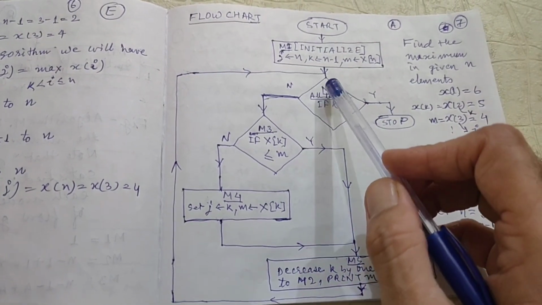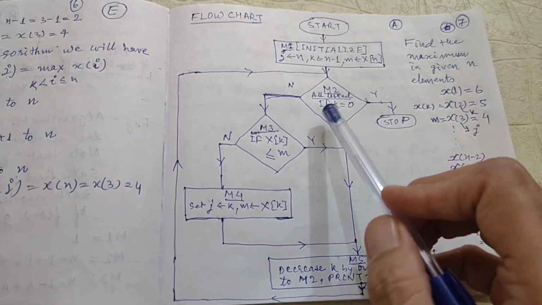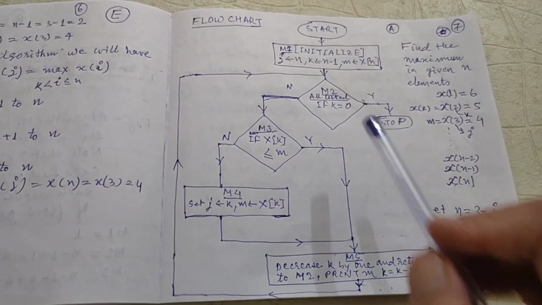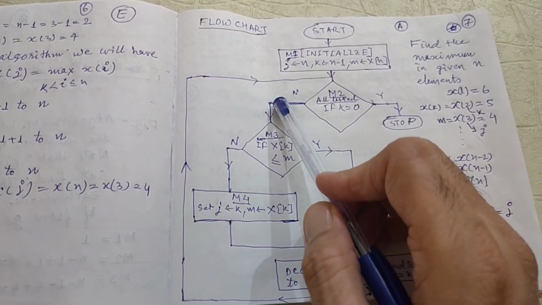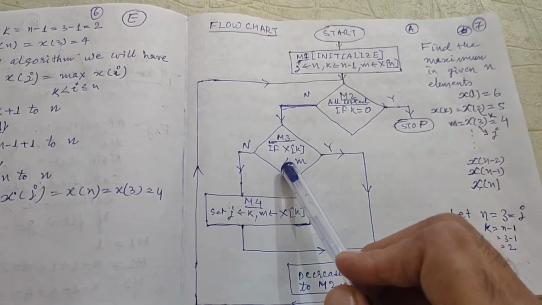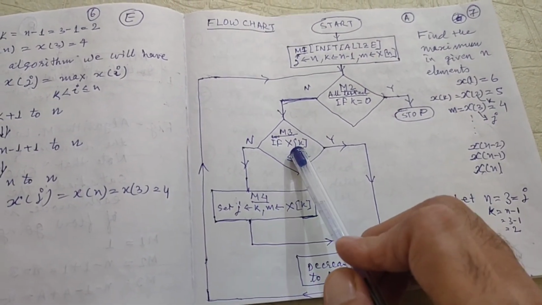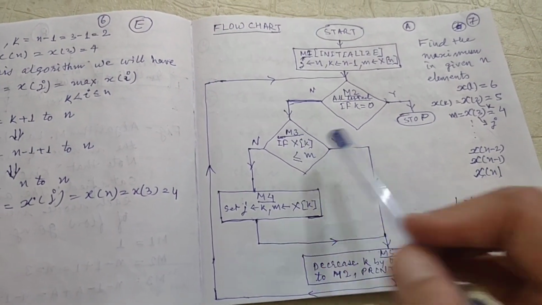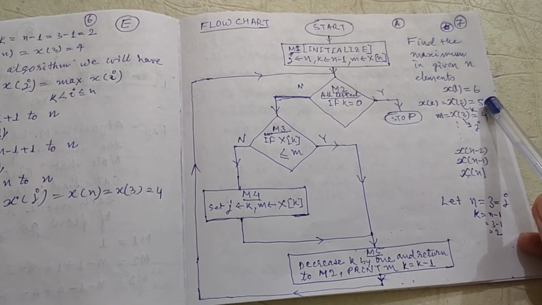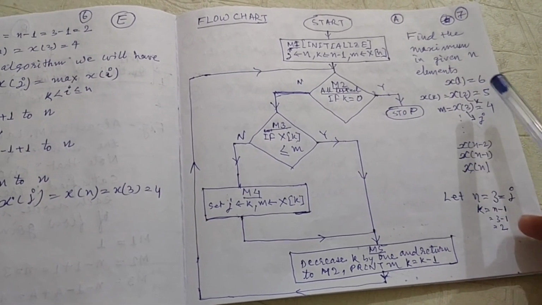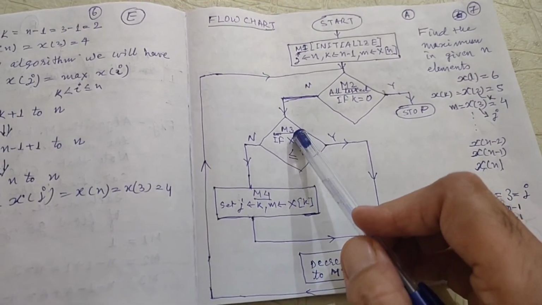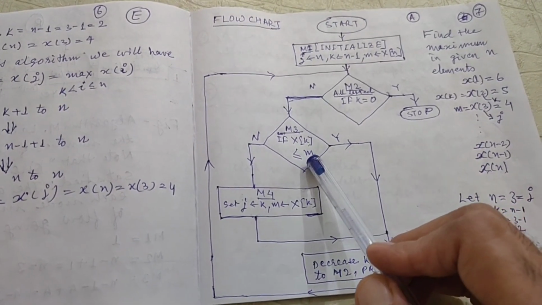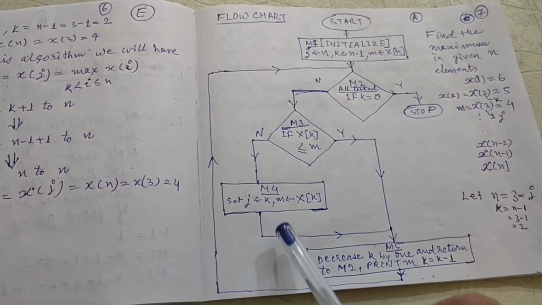Now in step M2 we test: if k is equal to 0? k is 2 here, so k is not 0. Then M3: if xk is less than or equal to m. What is xk here? xk is 5, m is 4. Is 5 less than or equal to 4? No, 5 is not less than or equal to 4. So no, we go to step M4.